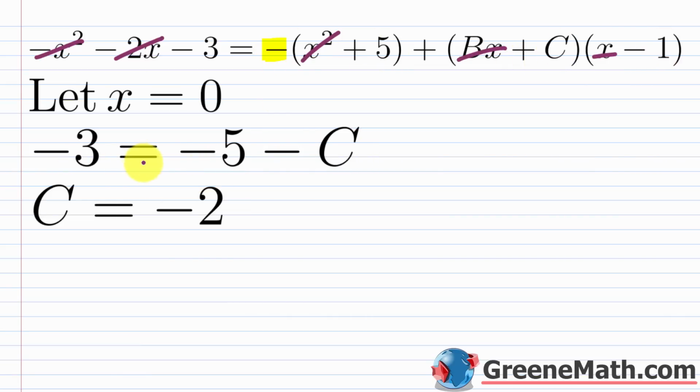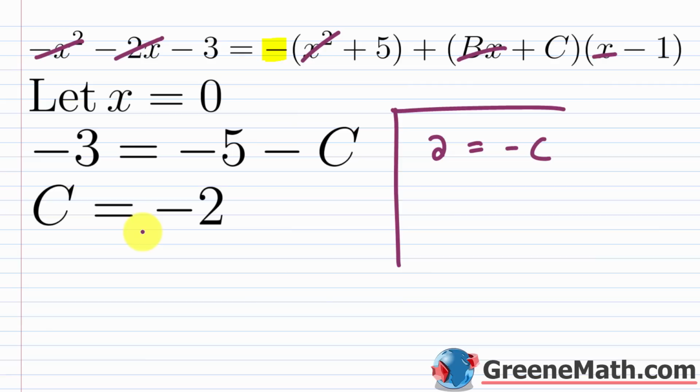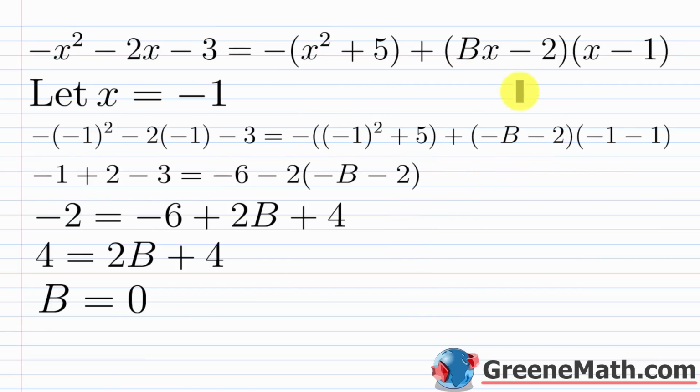So this is negative 3 equals negative 5 minus c, and then from here you could add 5 to both sides. That would give you, let's see, negative 3 plus 5 is 2, so you would have 2 is equal to negative c, and then you could multiply both sides by negative 1, or you could divide both sides by negative 1, and you'd end up with c is equal to negative 2. Again, now that we know that c is negative 2, just replace it. And now we need to figure out what b is. Once again, pick a number that's not going to eliminate this guy. Any other number is fine.